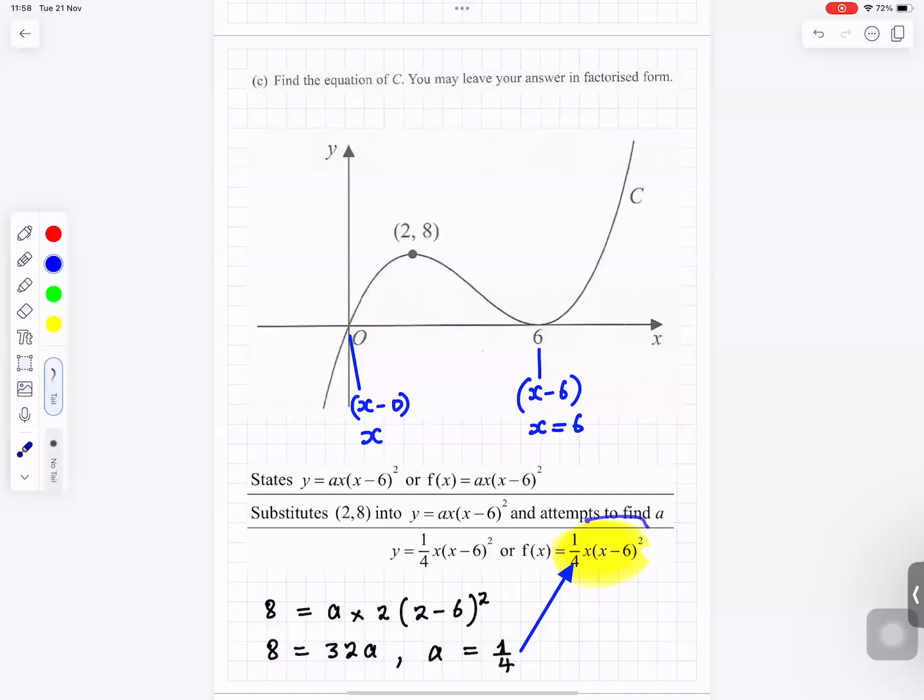So this is the answer for the equation. In yellow there, k is 1/4, and the curve passes through 0, and that's the maximum point, where it touches at the point.